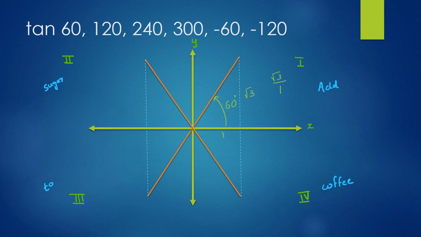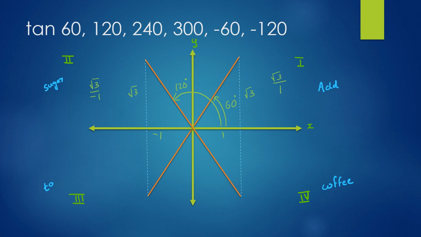Let's go to the second quadrant. Our angle now, as we have seen before, is 120 degrees, mirror image of 60 degrees around the y-axis. In the second quadrant, y is positive root 3 but x is negative 1. Hence we have root 3 by minus 1. So tan of 120 degrees is negative root 3.